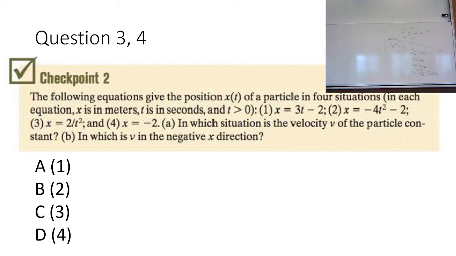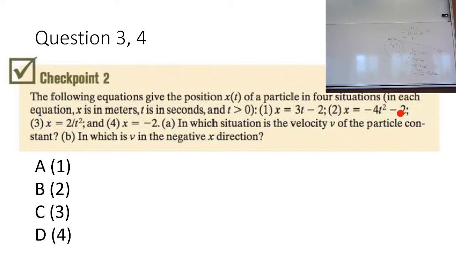In which is v in the negative x direction? Right. So we take the derivative of these ones. If you take the derivative of this, the velocity is simply 3, and as we discussed, the velocity of this one will be 0, but they're clearly not negative.